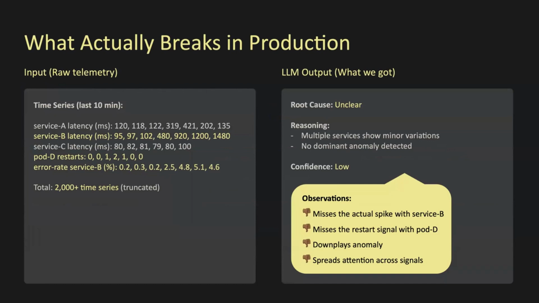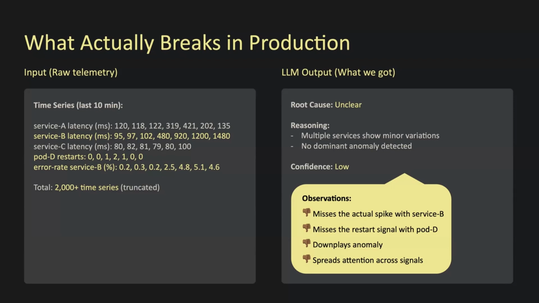So let's look at how this actually works in a production environment. Here, I have an example of a bunch of time series data that were emitted from real systems. On the left-hand side, you can see that we have some latency numbers from multiple services. We have restart signals from pods and also error rates from services. And this is a truncated version from about 2,000 plus time series emitted by a real production environment. And this is, in fact, a small slice of data that only represents the last 10 minutes.